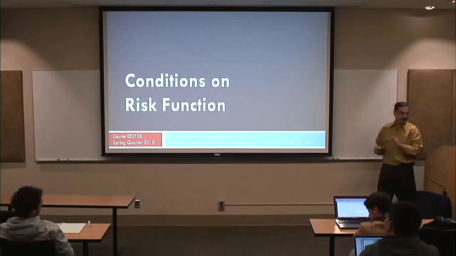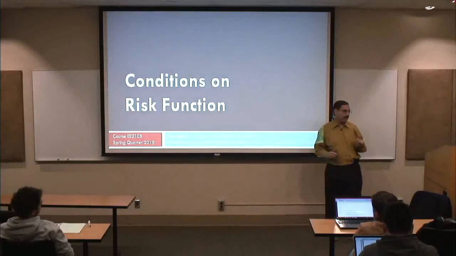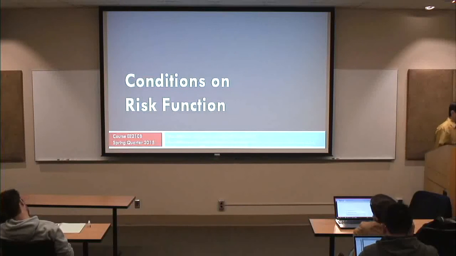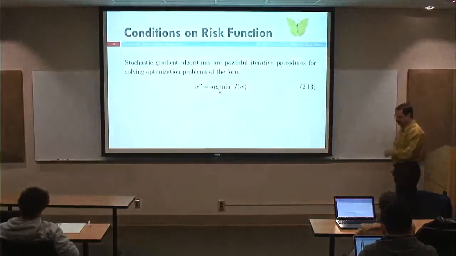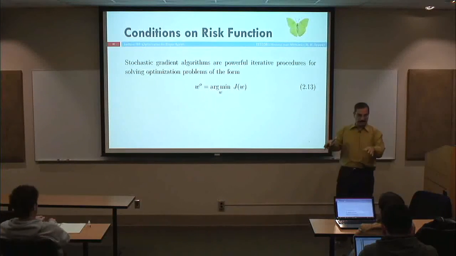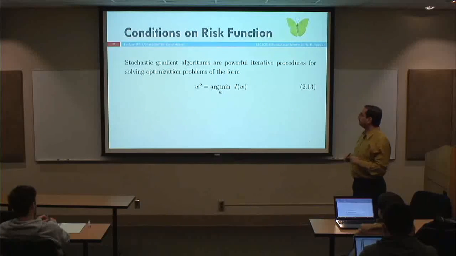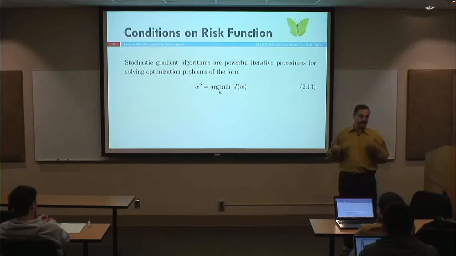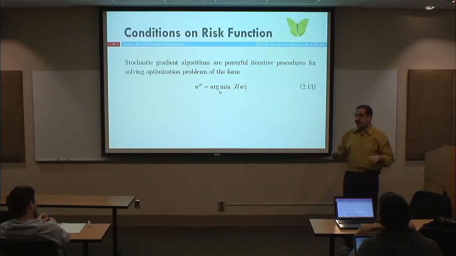Now you know what risk functions are, you know what loss functions are. So what are the conditions that we need to introduce on risk functions before I can prove convergence of the gradient descent algorithms for this lecture? I will be introducing some conditions. Again, these conditions are stronger than necessary.